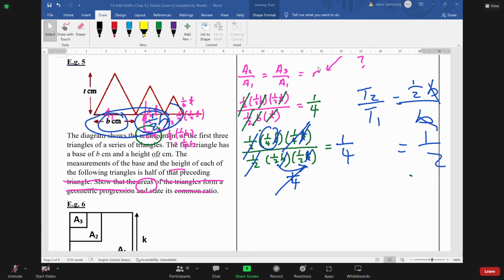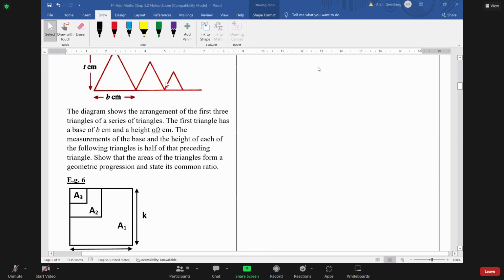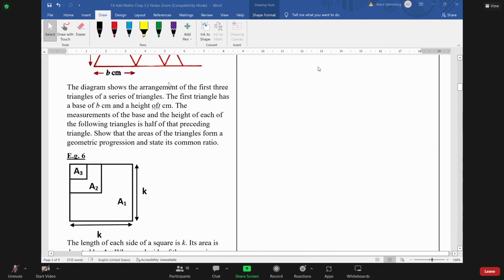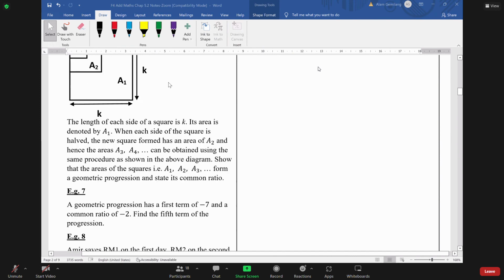So example 6. The length of each side of the square is K, so its area is denoted by A1. When each side of the square is half, this one is the same as example 5. It's the same as example 5, so we don't do it.